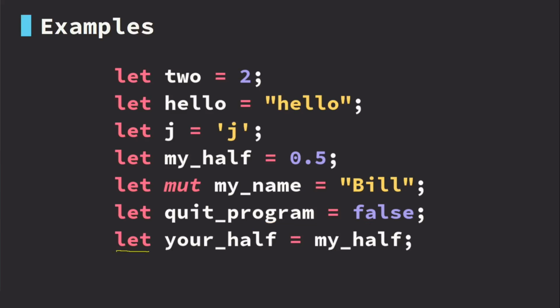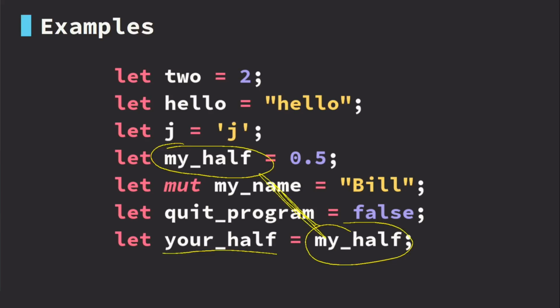Last, we have let your half be assigned the value myHalf. So as we can see, myHalf is not a Boolean value. It's not a string or a number or a character. So what's going on here? So let's walk through it. If you'll notice, myHalf down here is the same as myHalf here. What we're doing, we're actually assigning your half the same value as my half.